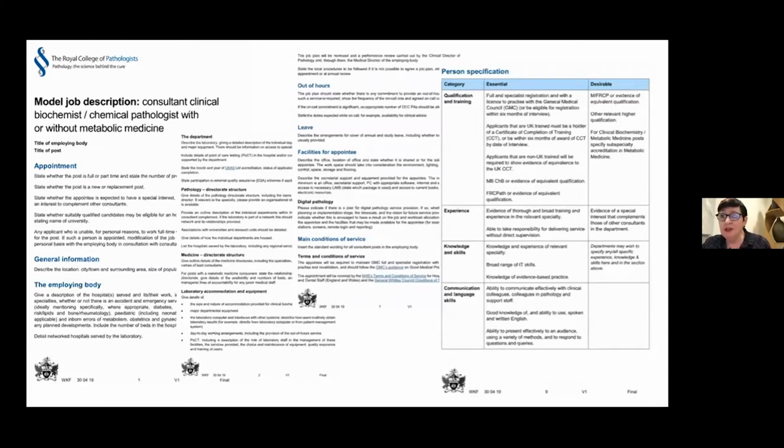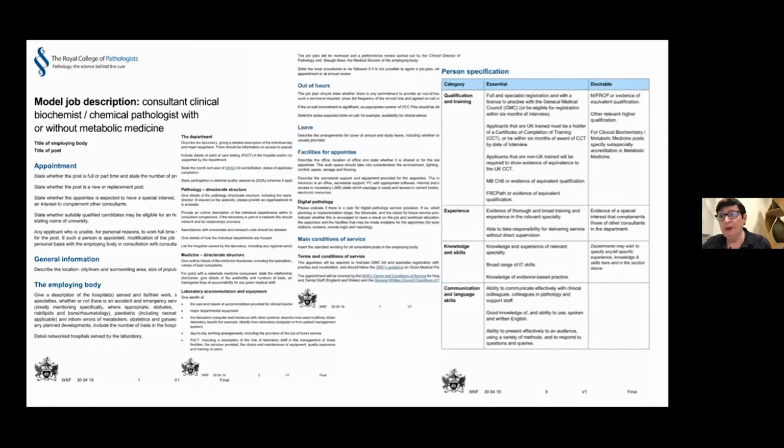There'll be duties as well. So are you expected to run an analyzer? Are you expected to run clinics? Out of hours commitments, what the arrangements are for leave and facilities. Will you get your own office? Ooh, well, heavens, that's a possibility, not a probability. And then the main conditions of service, which would generally be in line for most of us, but not all of us, with the health service ones.